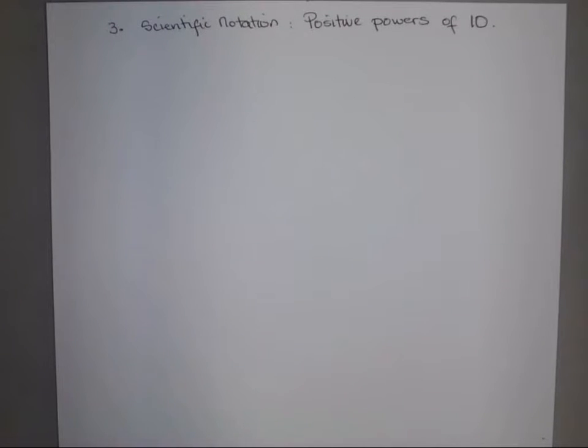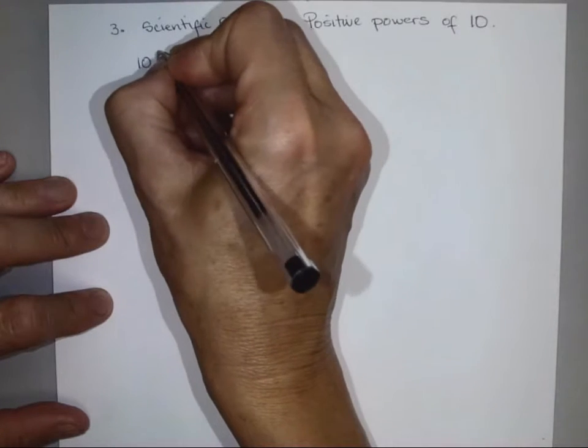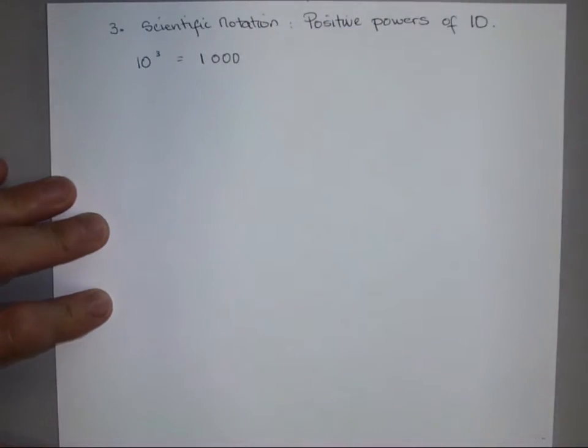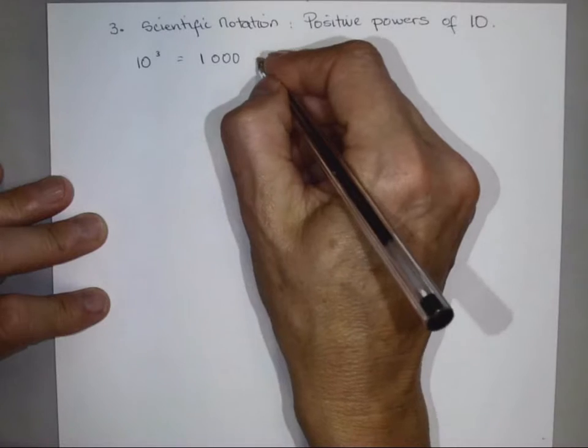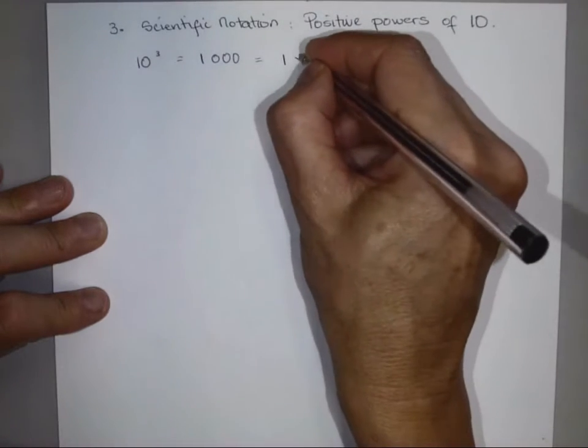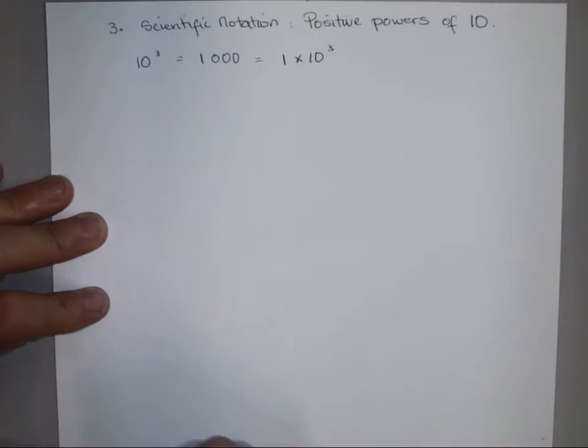Okay, let's look at some very large numbers. Now, we know that 10 to the power of 3 is equal to 1 and 3 zeros. That's 1,000. In scientific notation, there are two parts. You have a numeral part, for example, in this case, it will be 1. And then you have a power of 10. So that will be 1 by 10 to the power of 3.